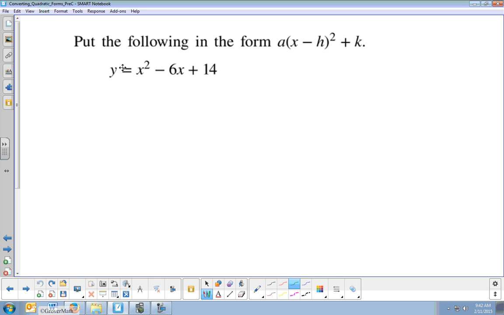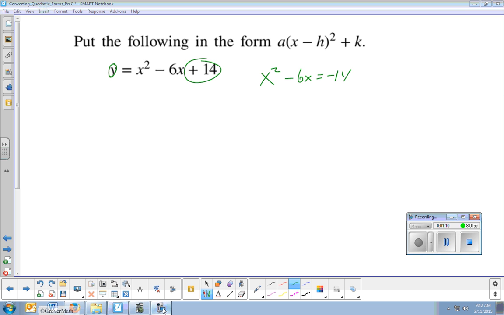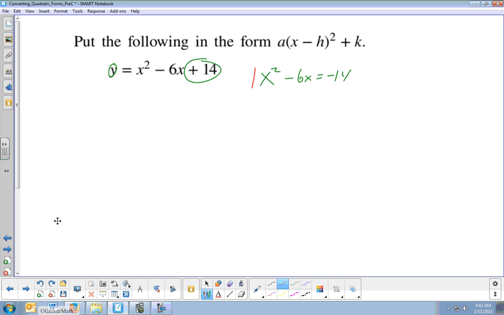So first of all, I have y equals here, but I can really just interpret it as a 0 equals, and in the same process, I'm just completing the square. I need to get the constant here to the other side, so I'm going to rewrite this as x squared minus 6x equals negative 14. And again, we know that we can't have a number in front of x squared, but there isn't right now. Well, we know there's a 1 there, but if there's a number besides 1, then we divide it away, but we're good with that so far.